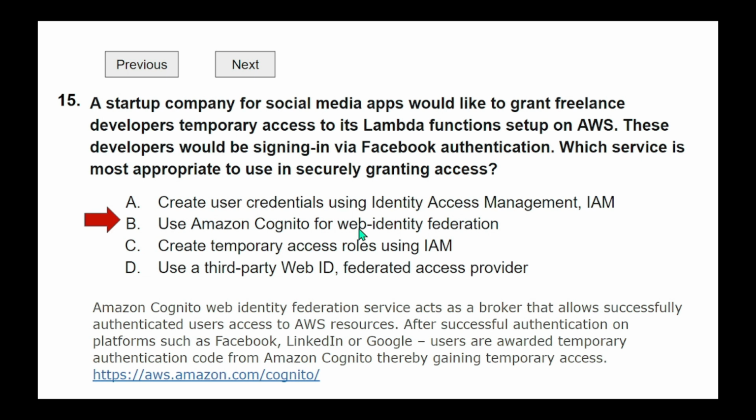The Amazon Cognito Web Identity Federation service acts as a broker that allows successfully authenticated users access to AWS resources. After successful authentication on platforms such as Facebook, LinkedIn, or Google, users are awarded a temporary authentication code from Amazon Cognito, thereby gaining temporary access.